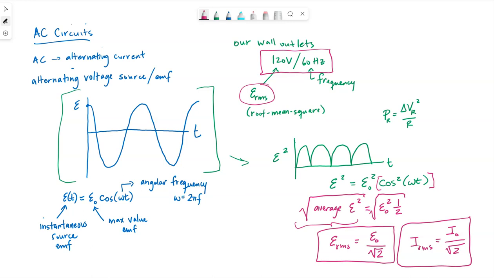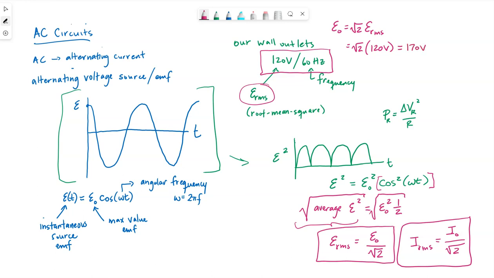We can certainly find the peak value. The peak value, just using our relationship below, we would multiply by the square root of 2. So the peak value of the voltage our wall outlet supplies, I believe that's around 170. Let me see. Square root of 2. Yeah, so 170 volts.